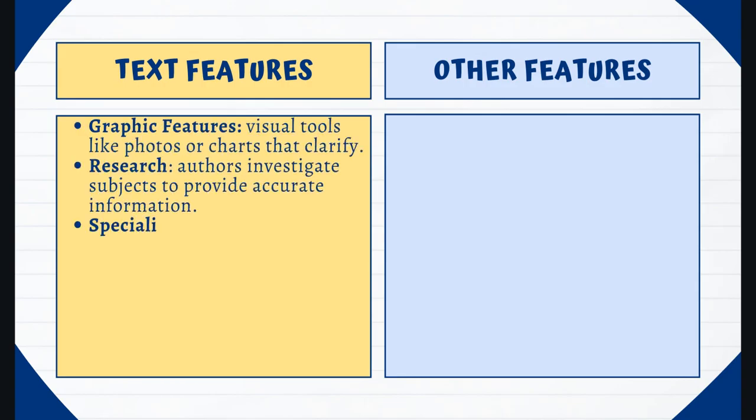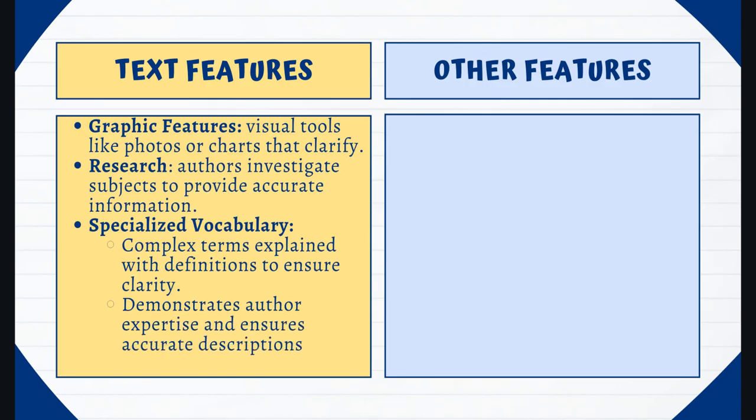Some of the text features that you might see in an informational text are graphic features, which are visual tools like photos or charts that clarify. Research, which is when authors investigate subjects to provide accurate information. They don't want to teach you about something and it be wrong. Specialized vocabulary. This is where we might have those complex terms, those difficult words that are explained with definitions to ensure clarity. And also it demonstrates or shows the author's expertise. It shows us how smart the author is and what they really know. And it ensures that the descriptions are accurate and correct.